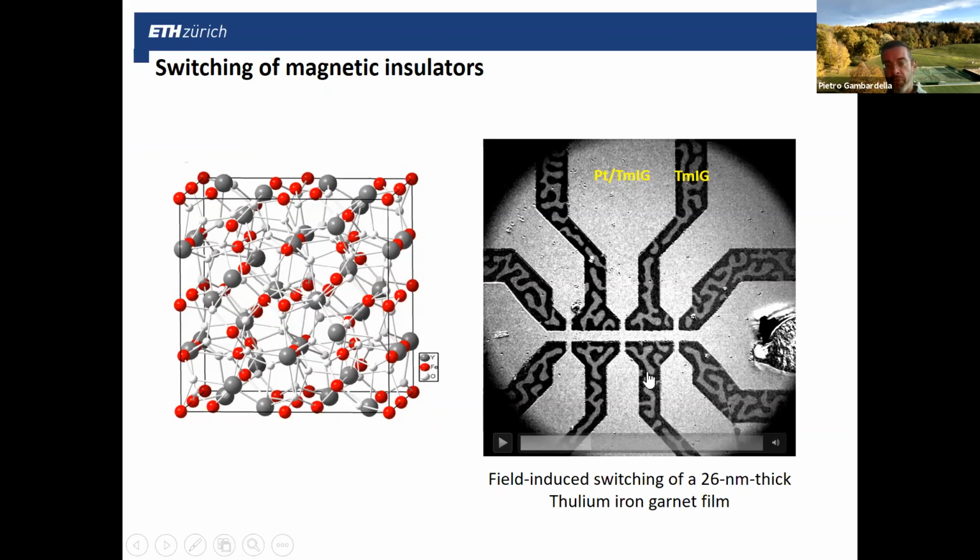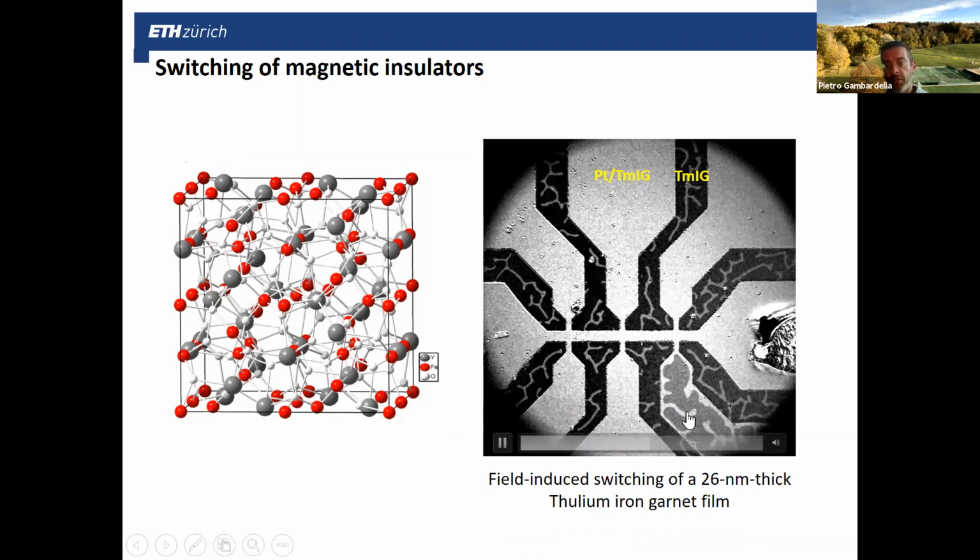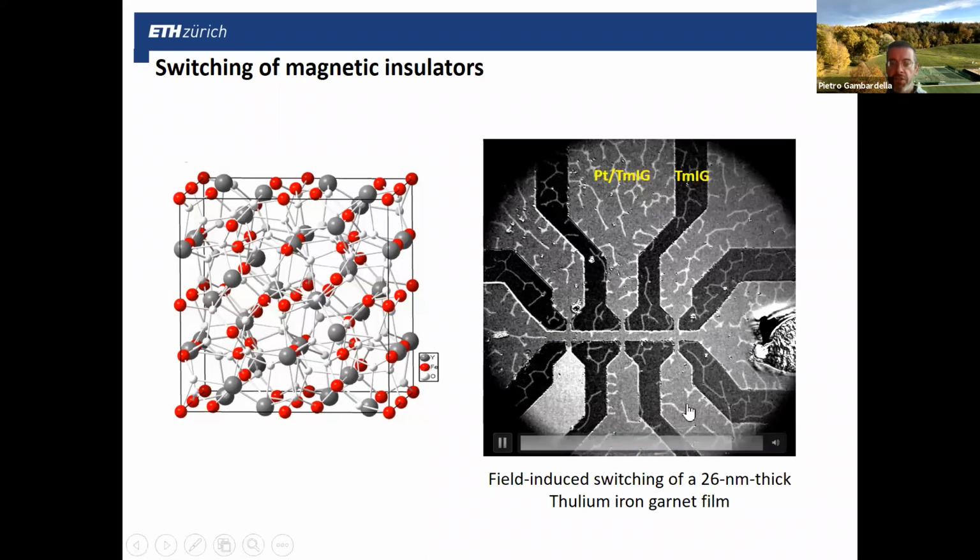Okay. So when we apply an out-of-plane magnetic field, first the garnet that has no platinum on top changes the magnetization. Then we increase the strength of the field, and we see also the switching occurring in the platinum-covered regions, while the pure garnet magnetization saturates. So this is a classical field-induced switching of a garnet.